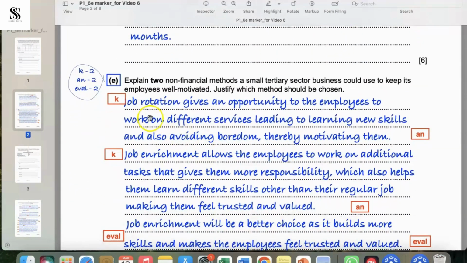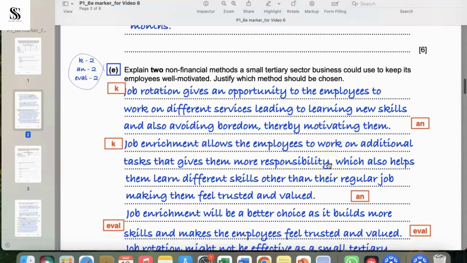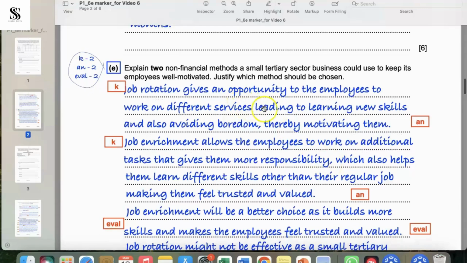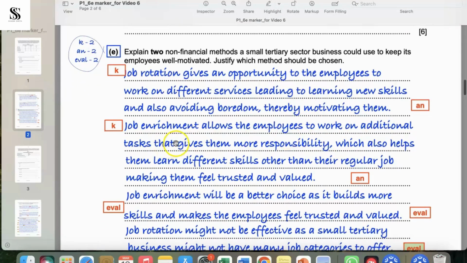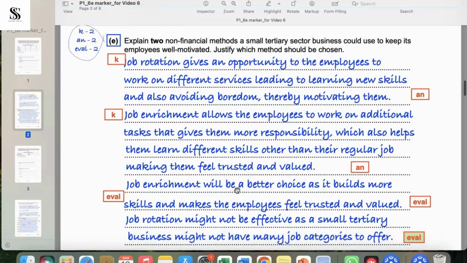So I have chosen job rotation and job enrichment. And here I've said job rotation gives the opportunity to the employees to work on different services, leading to learning new skills and also avoiding boredom, thereby motivating them. Explains what job rotation does and the impact. And then about job enrichment, which allows the employees to work on additional tasks that give them more responsibilities, which also helps them learn different skills other than their regular job, making them feel trusted and valued.